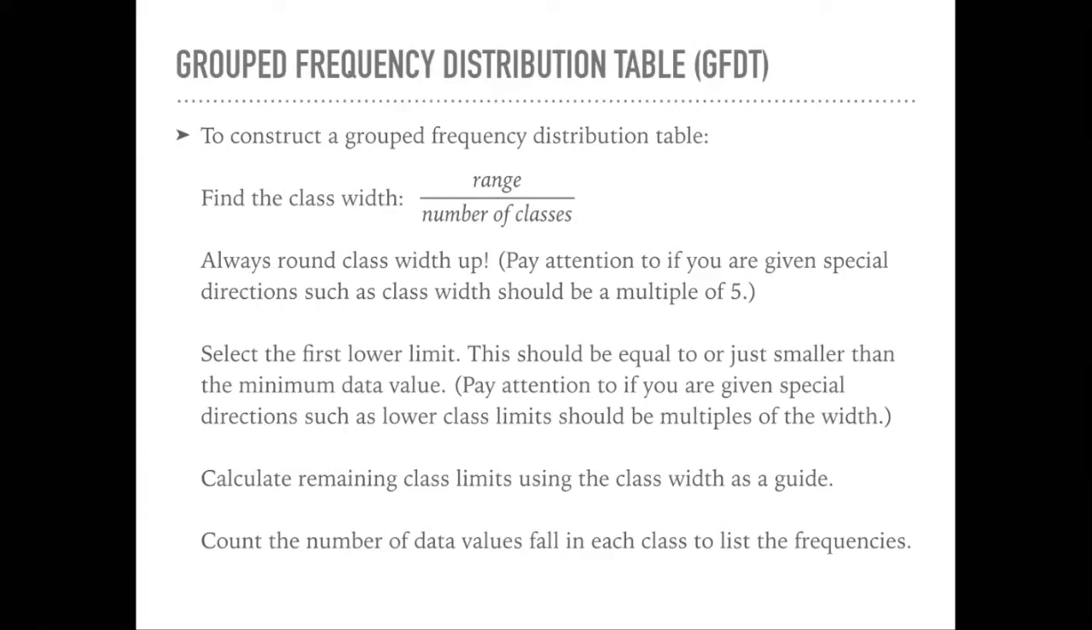So when finding class width, you're going to take your range divided by number of classes and then round up. And then you'll select your lower limit so that it's equal to or just a little smaller than your minimum data value. And then you're going to calculate your remaining class limits using your class width as a guide. And then that gives you all of your classes. And then to fill in the frequencies, you're just counting the number of data values that fall into each class.